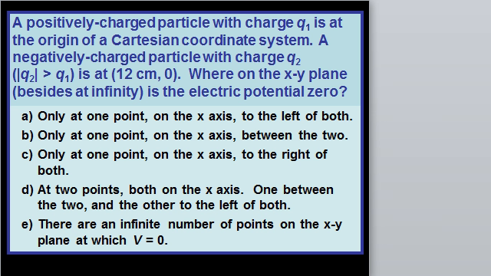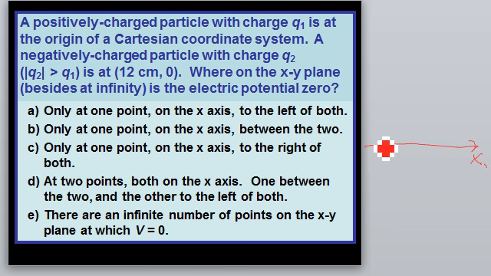Alright, let's draw a picture of this one. We've got a coordinate system, an x-axis over there, and a y-axis up this way. You've got a positively charged particle here. I'll write a symbol down that makes it look more like a positively charged particle, so positive there, and a negatively charged particle 12 centimeters to the right of that.